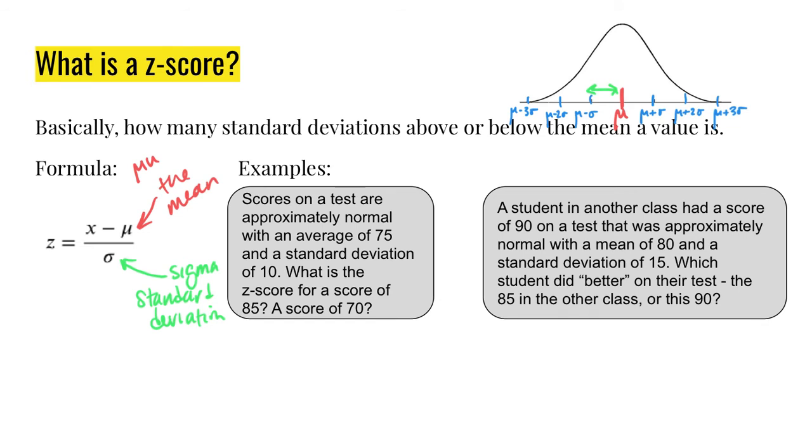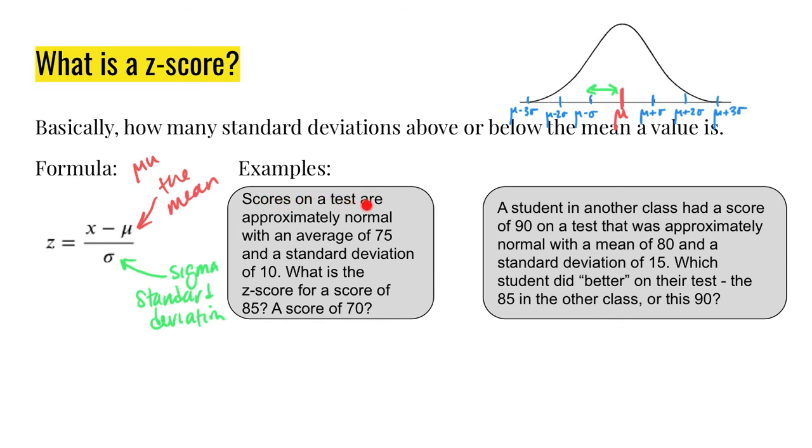So when I talk about my value of interest minus the mean, what you're finding is the difference. And then you're dividing by sigma to just turn that difference in terms of standard deviations. So let's look at some examples so I can make some sense of this formula for you.